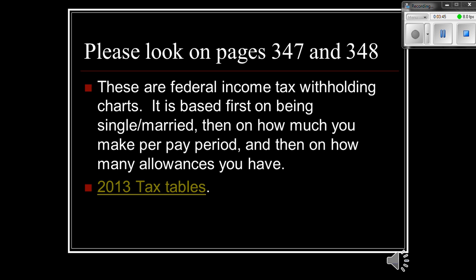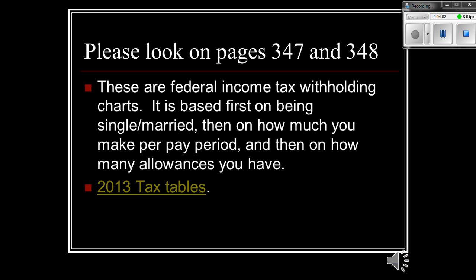Now, if you do the same thing and we pretend we're married and we use the same number, 950, you'll notice that it's taking out much less. It's only taking out $63. So, again, the more people you're responsible for, the less they have to take out in taxes.